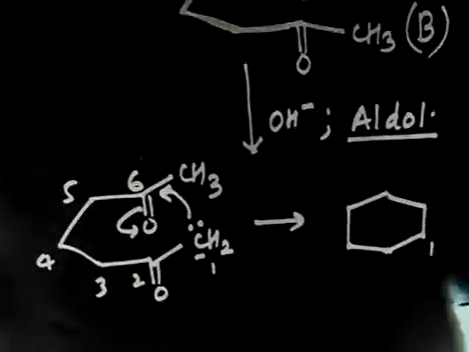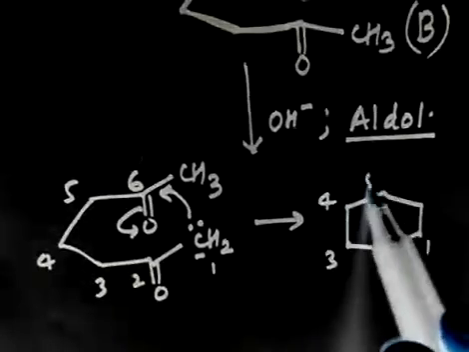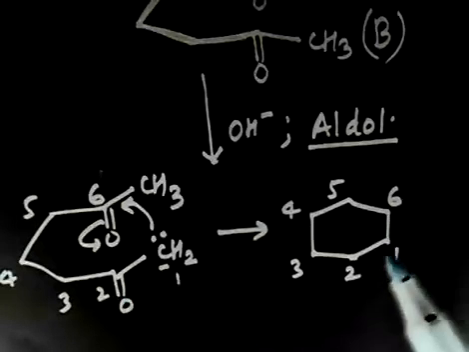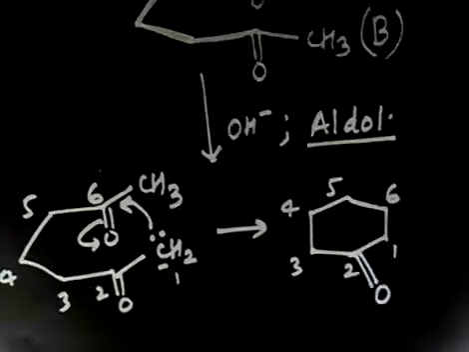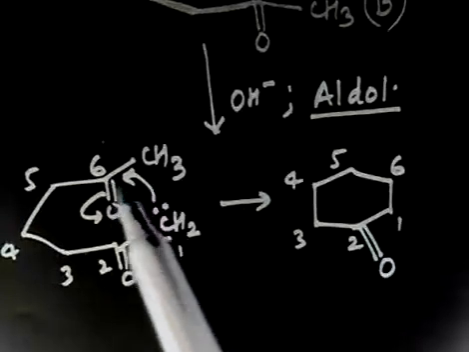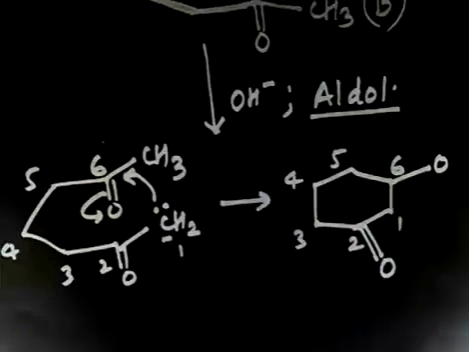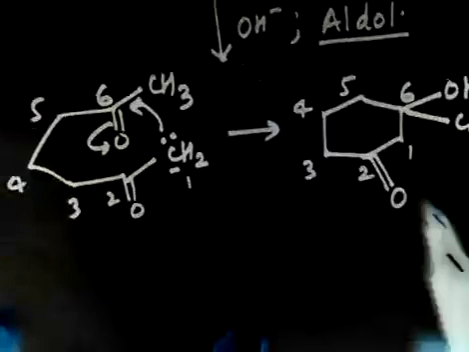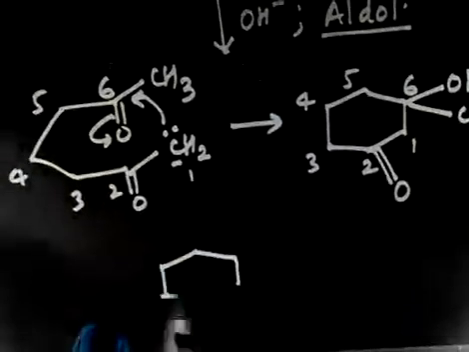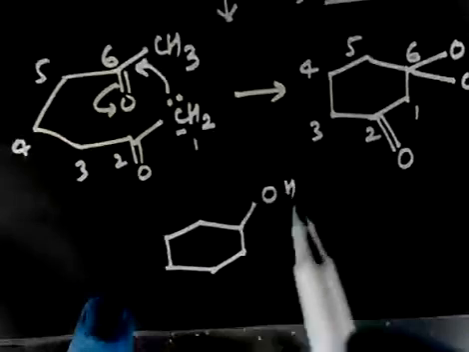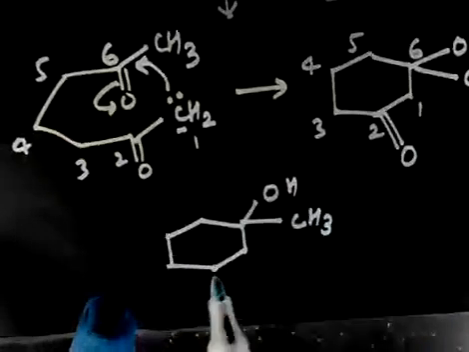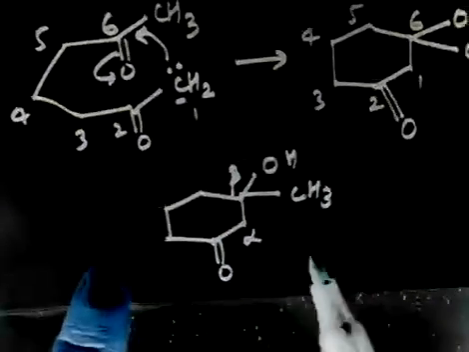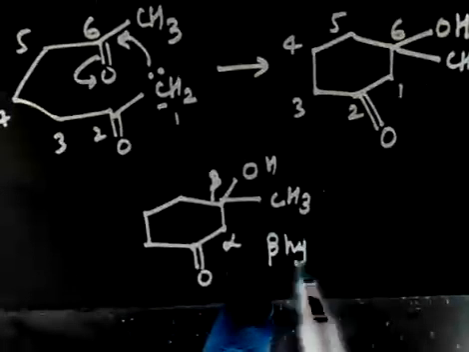Carbon number 1, let us say this is 1, 2, 3, 4, 5, 6. Are you getting? Carbon number 2 contains double bond O, so here I have double bond O. Carbon number 6 will contain an O minus group, and finally it will take H plus from water, so OH, and this is the CH3. So you will have finally this. A 6-membered ring. This contains OH, CH3, and this carbon contains double bond O. So this is alpha beta. So this is a beta hydroxy ketone. So the final product is beta hydroxy ketone.